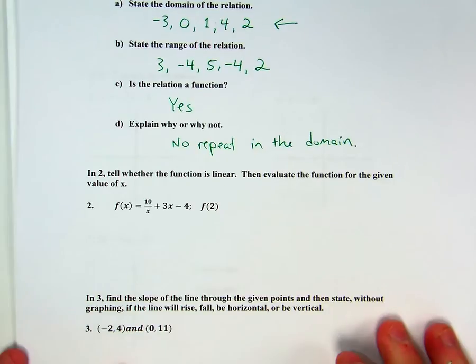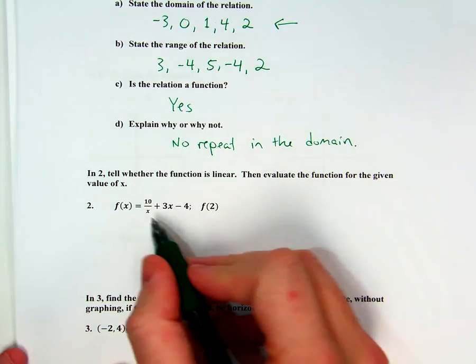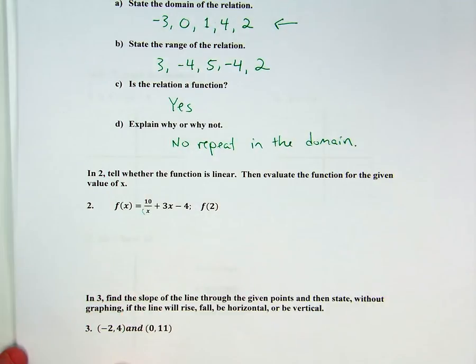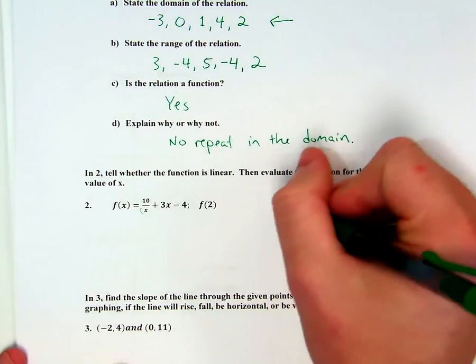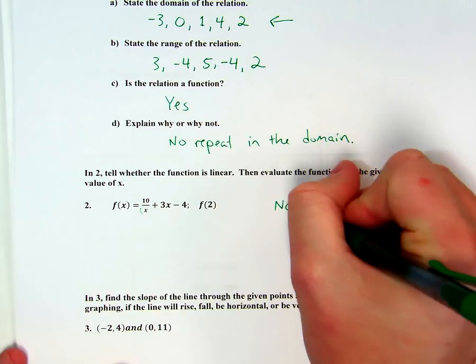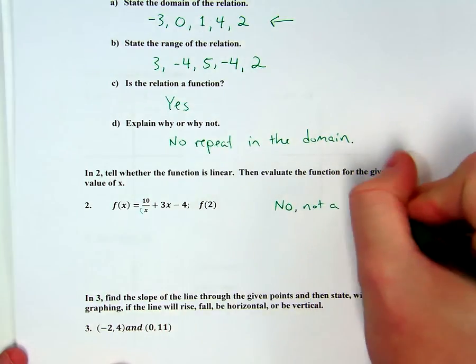Number 2, tell whether the function is linear and then evaluate the function for the value of x. This function is not linear. I can tell because there's an x on bottom of the fraction. Some other things you want to look for to find a nonlinear function are exponents connected to the x or square root signs. So the first part of this answer is no, not a function.